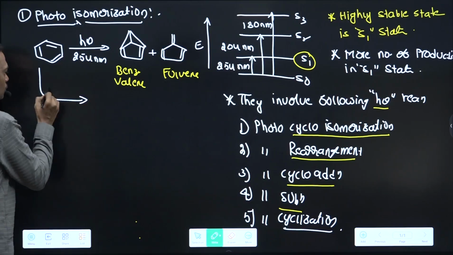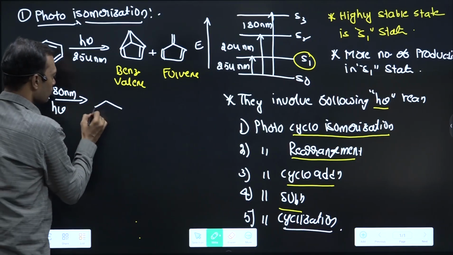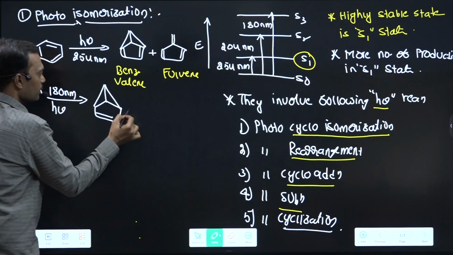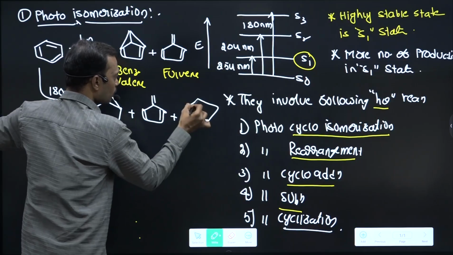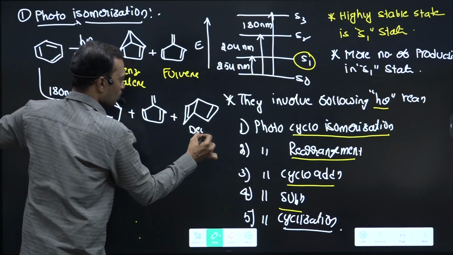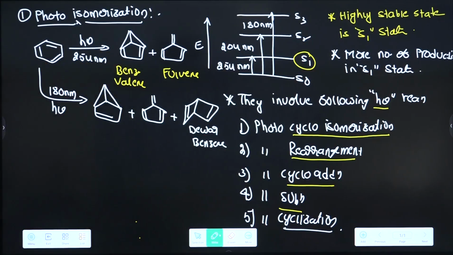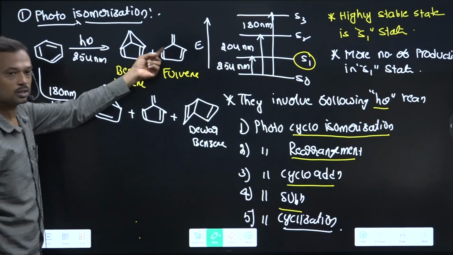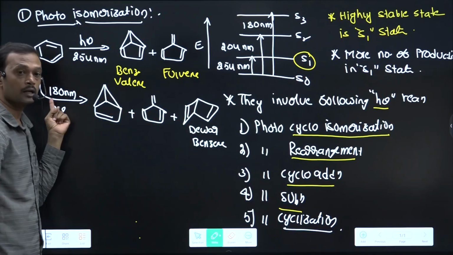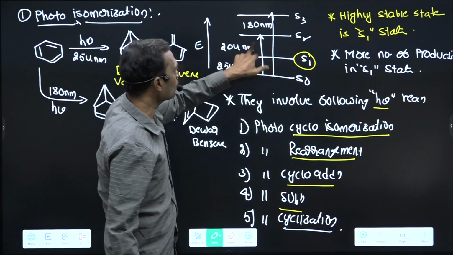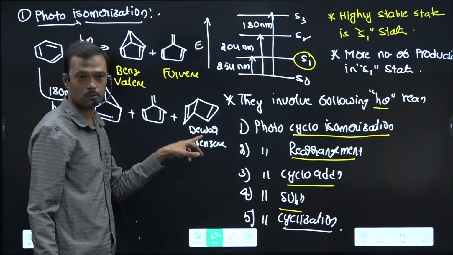At the higher wavelength, 180 nanometers, your answer remains the same. There is a formation of benzvalene and fulvene, and one more, Dewar benzene. So these are the products expected here. Benzvalene and fulvene are major and this is minor, an additional product at higher lambda. Higher lambda means at 204 or 180, this product is additionally possible, but from the S1 state Dewar benzene is not possible.